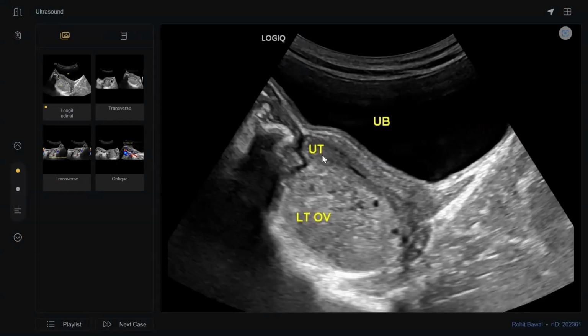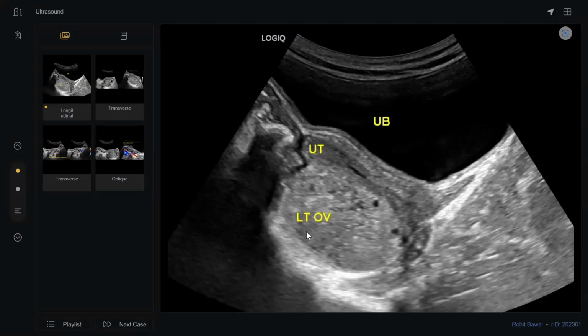This is a grayscale ultrasound image of the pelvis of a 14-year-old female patient having history of abdominal pain for the last 4 days. I can appreciate that the uterus is in normal position, and I can appreciate that the left ovary, as the name written over it, is replaced by a region of mixed echogenicity with areas of increased echogenicity, and few cystic areas are also seen along the periphery of this mass.